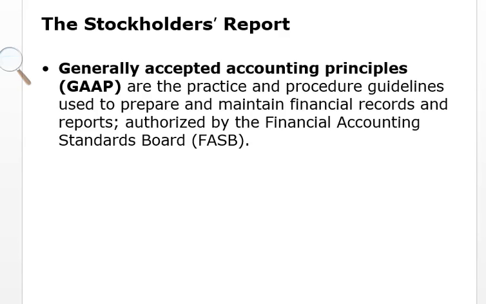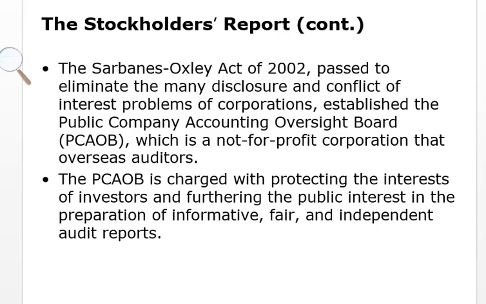And GAAP, generally accepted accounting principles, outline the procedures and follow the authority created through FASB, the Financial Accounting Standards Board. So GAAP and FASB make up the rules and the formats for a shareholders report, and the main elements of the shareholders report are the income statement, balance sheet, and statement of cash flow, and that's what we're going to talk about tonight.